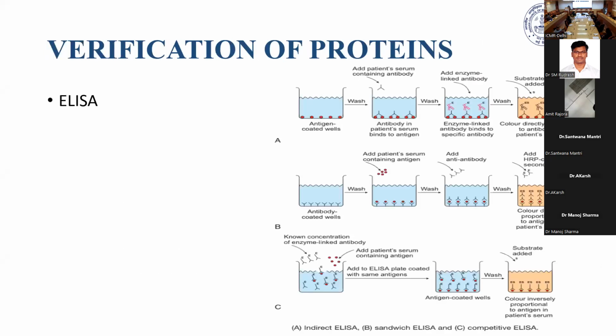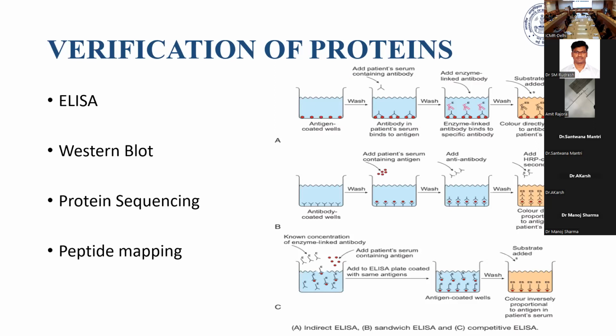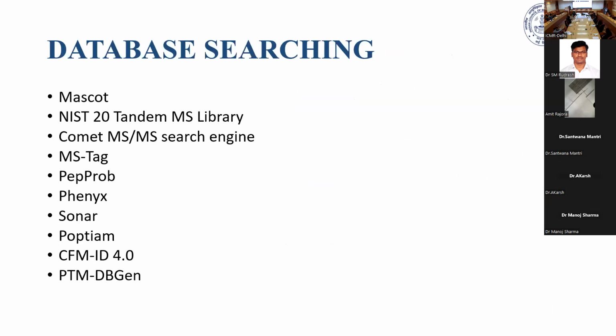And coming to verification of proteins, a commonly used technique is ELISA. You can have the Western blot also. Sometimes when you're doing the identification of proteins using MS, you might not have the antibody because it's a new protein. In that case, you have to go for either protein sequencing or you can do peptide mapping if you use mass spectrometry for the separation of the proteins.